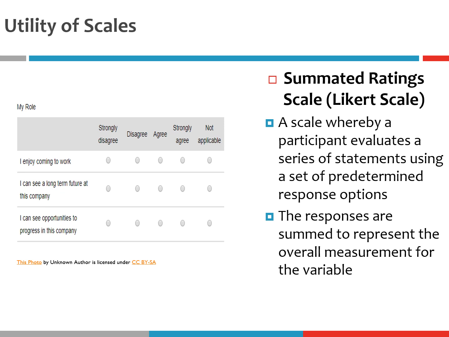And then afterwards, when you code it, you assign numbers to each of these 5 options. So strongly disagree could be 0, and then disagree could be 1, agree could be 2, or you can use negative and positive numbers. It really depends on how you want to analyze the data. But you would assign a numerical value to each of these options, and then you would compute the scale that way.